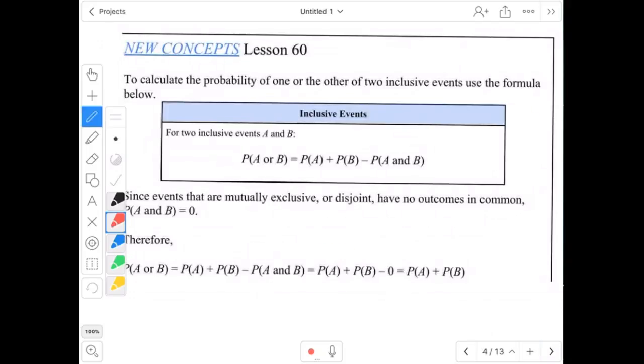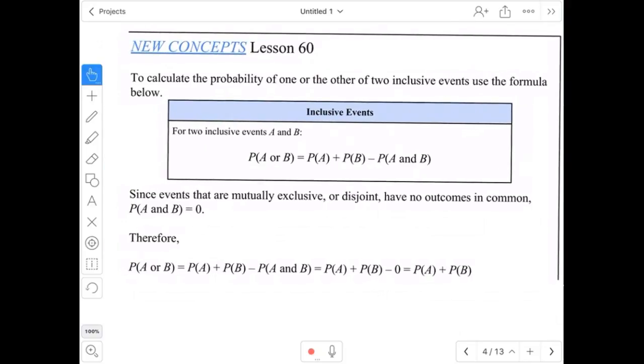Moving on. For inclusive events, if we are going to take the probability of inclusive events A and B, we will look at the probability of A or B happening would be equal to the probability of A plus the probability of B, and then we would subtract the probability of them both happening.